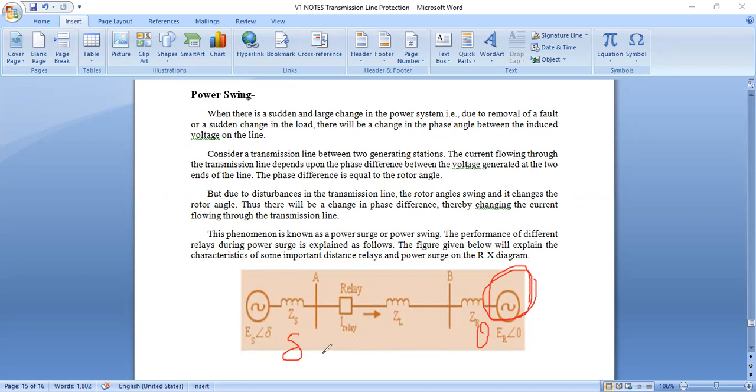Now consider the section of the power system as shown in the figure. This is the sending end voltage and this is the receiving end voltage. These are the two voltages generated by alternators 1 and 2. During the power swing, the induced EMFs maintain the same magnitude, but the phase angle changes. Suppose E1 leads E2 by an angle delta.